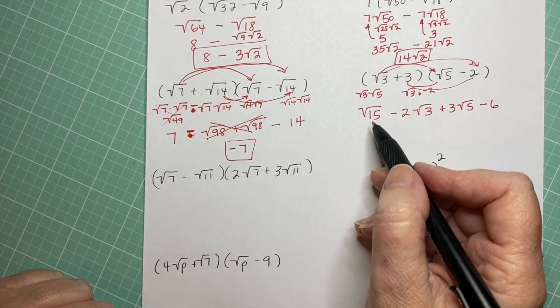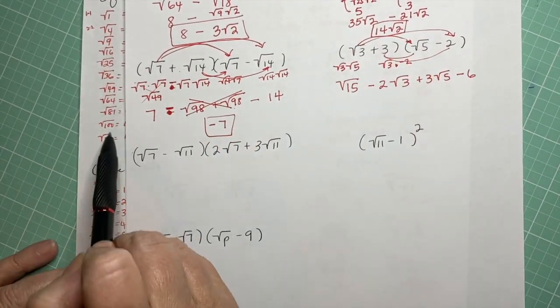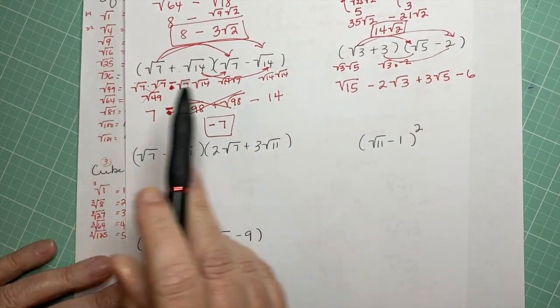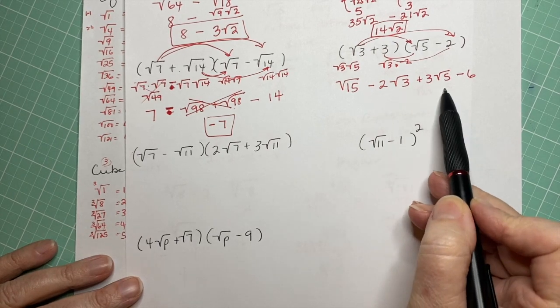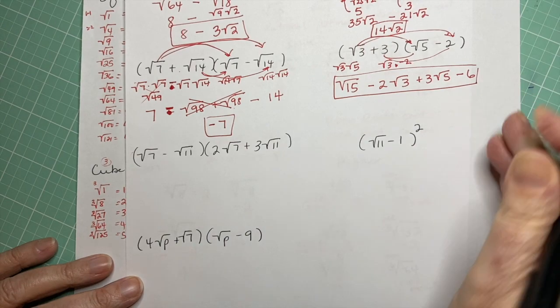I can't simplify 15, because there's no perfect square that goes into 15, so we can't simplify that. We can't combine these because these aren't the same, and so this is as far as we can go on that one.